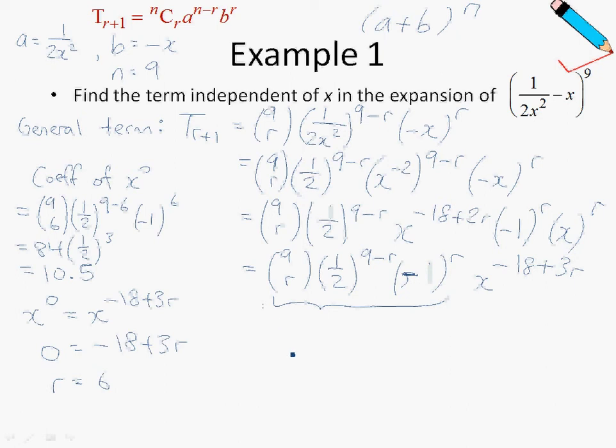So the term independent of x is 10.5. Or you can write 10.5 times x to the power of 0. But that's not required. That's kind of redundant. So we'll just stop here.